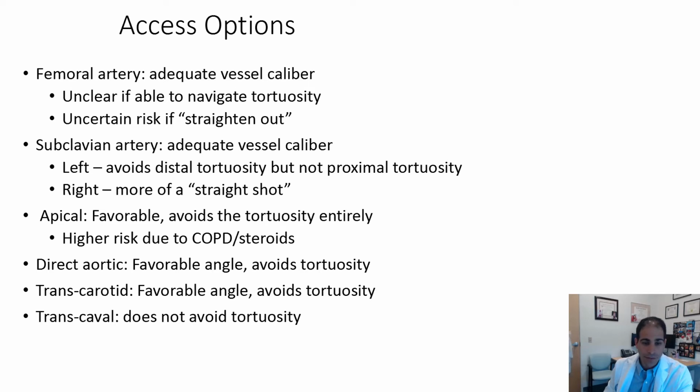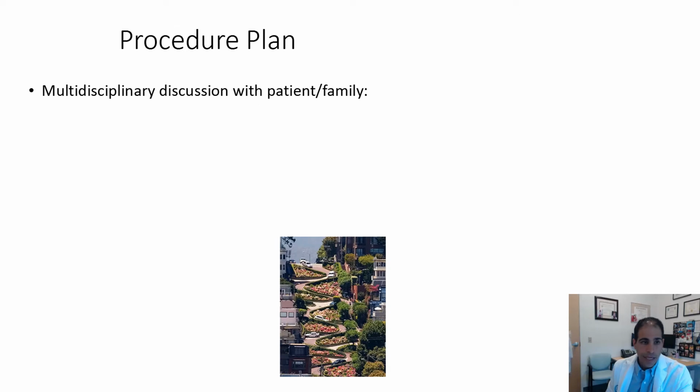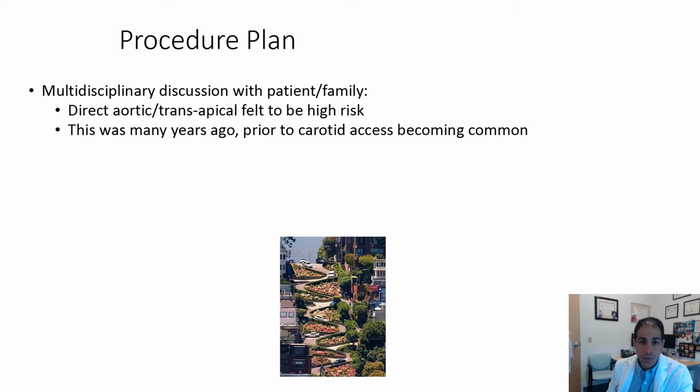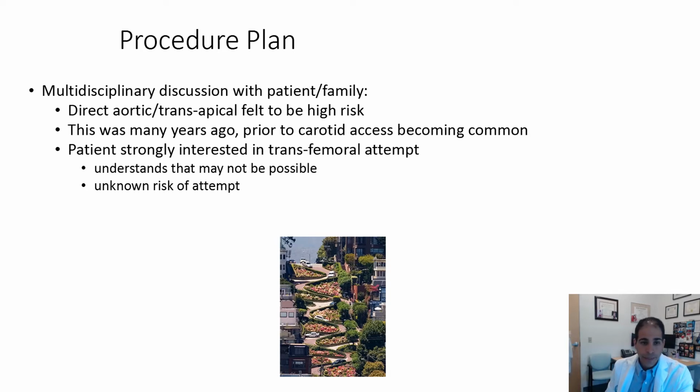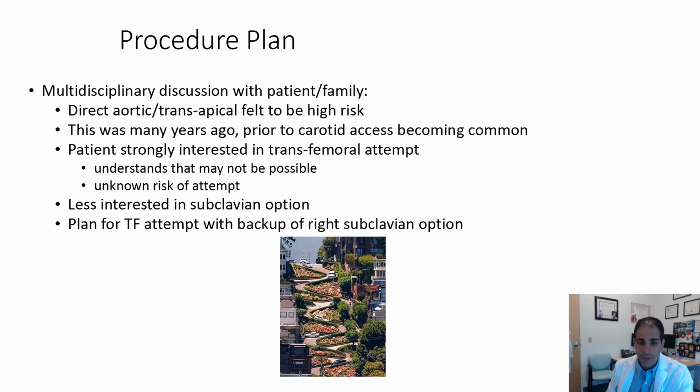After reviewing all the options with the patient and the family, we were able to rule out a few options. As I said, we weren't going to do transapical because it was high risk for this particular patient. We were not doing carotid access. The patient was really interested in a transfemoral option. We discussed the risks with him, but ultimately decided to go along and do that. Our backup option was going to be right subclavian access.